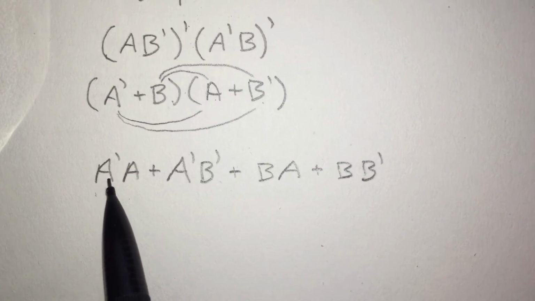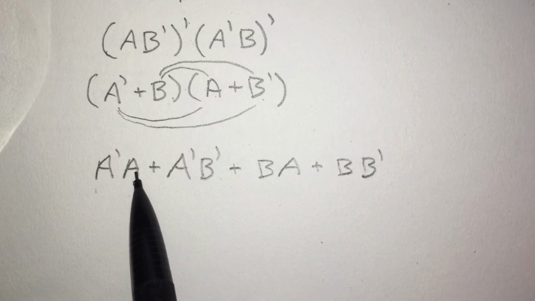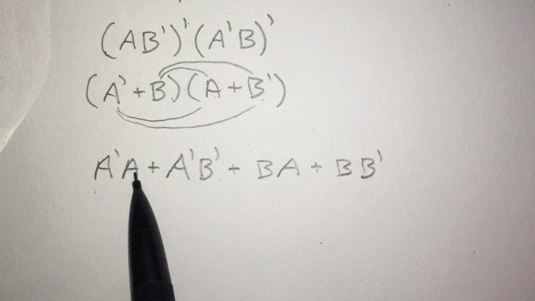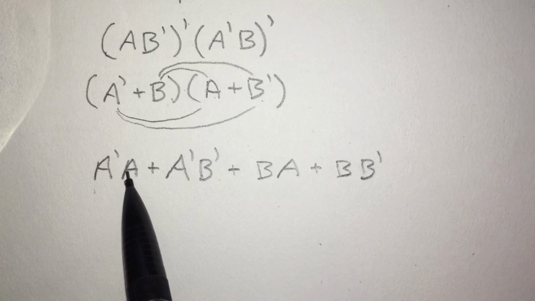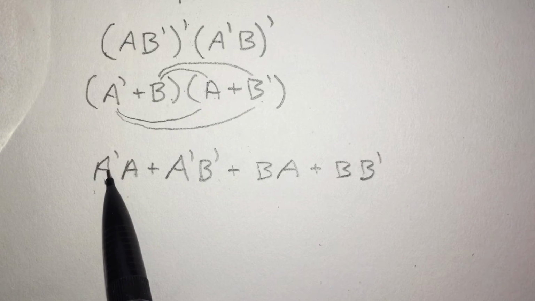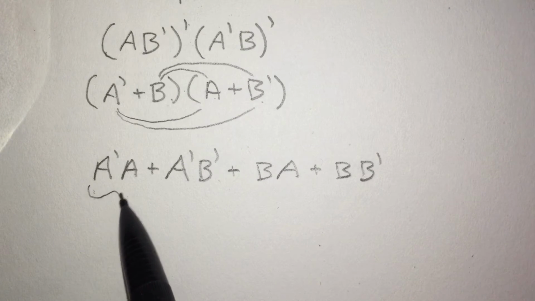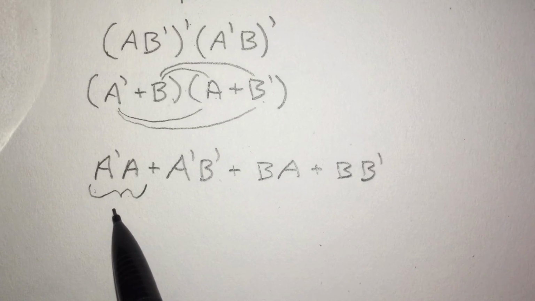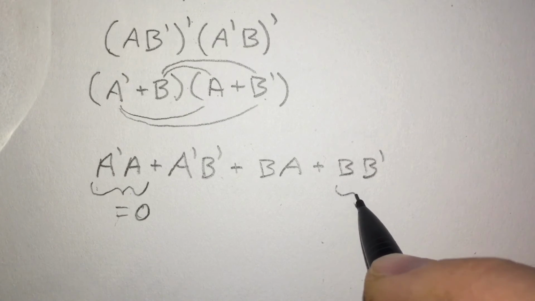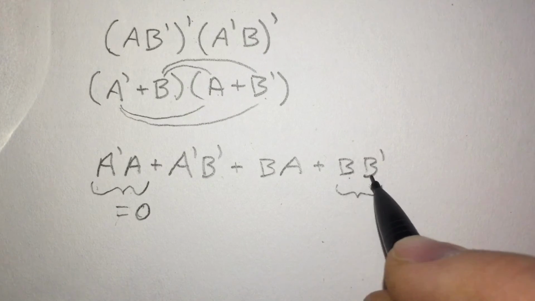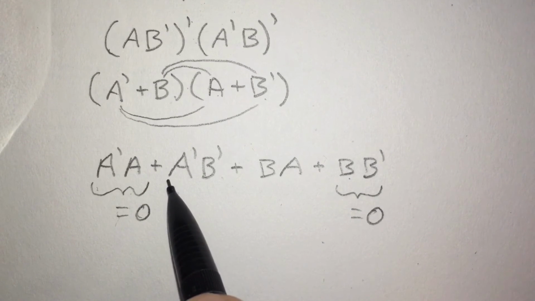So what happens if we want to take a 1 and AND it with a 0? What's going to happen every time? It's going to be 0. So if we take a variable and AND it with its negation, it's going to be 0 every time. And if we do the same over here, again, B and B not is equal to 0.